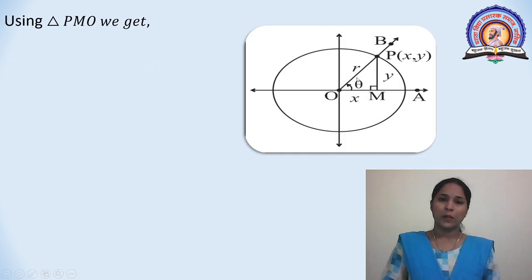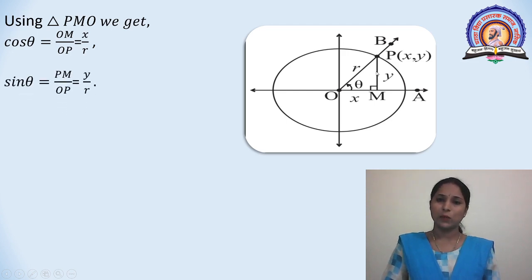Using the triangle PMO, we get cos theta is equal to OM divided by OP. Here OM, that is the adjacent side, divided by OP, the hypotenuse, is x divided by r. And sin theta is equal to PM divided by OP, that is opposite side divided by hypotenuse, which means y divided by r.